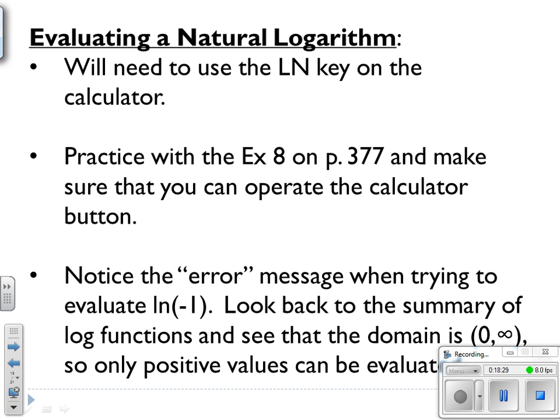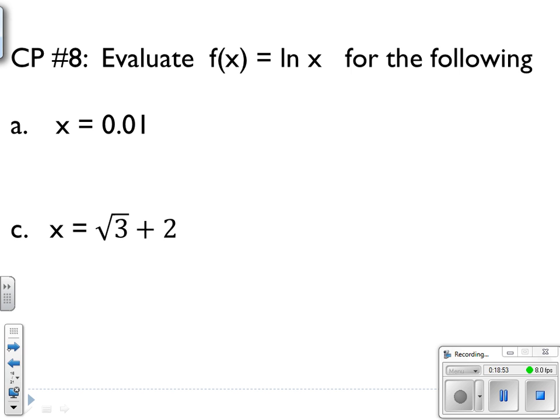If you're evaluating natural logs, again, you're going to be using the ln key on your calculator. So on page 377, again, we did a few of these in class. If you didn't get through all of them, maybe you want to punch a couple more in and just practice it a tad bit more. I guess that's about all I have to say about that one. We sort of went over it already. So let's just do a couple last practice.